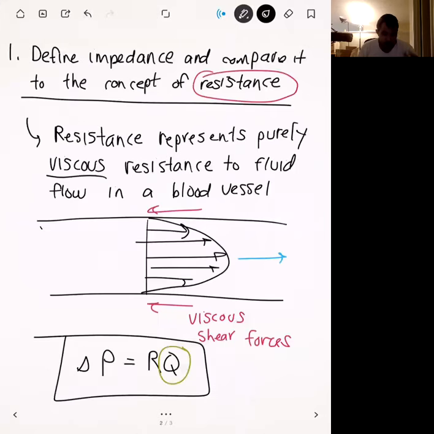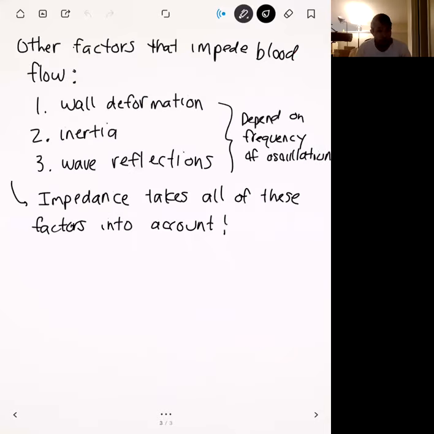Okay. And so when you think about this learning objective of defining impedance and comparing it to the concept of resistance, you can think of impedance as a bigger picture, or a more complete expression for all the factors that can affect blood flow. And unfortunately, because it's a lot more complete, its mathematical description is a lot more complex. But that's the price you pay for a model that's a lot more holistic. So hopefully that makes things a little more clear about what impedance is and why we use it.